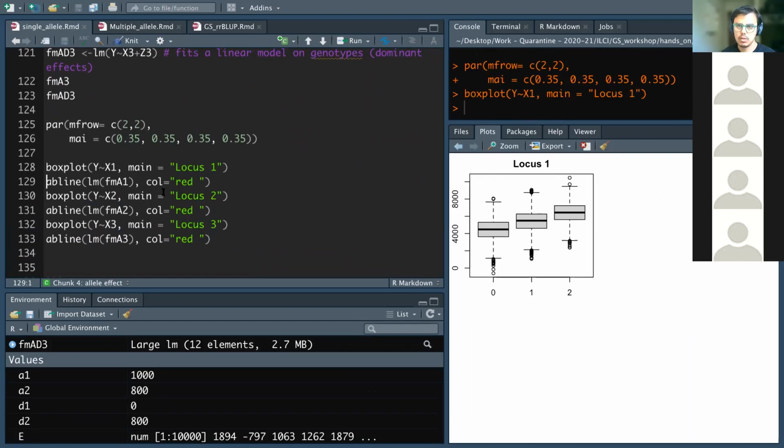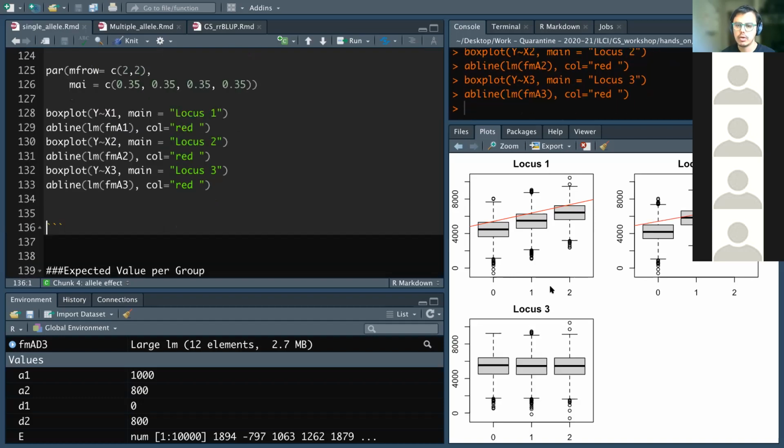And so now again, we have the same effects of the locus 1, but now this red line represents the linear regression between the phenotype and the genotype for locus 1. So we have the locus 2, the linear regression, and the locus 3. As you can see here, for locus 3, as there is not any effect of that locus on the phenotype, the slope is basically equal to 0. There is not an effect of the locus. And this is a beautiful example, the locus 1, of the additive effect that we have in the phenotype.